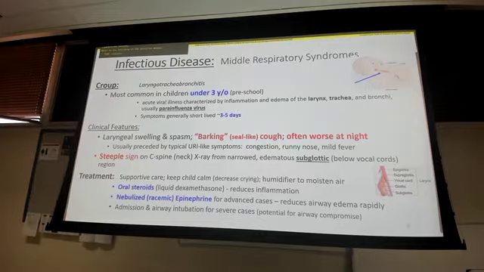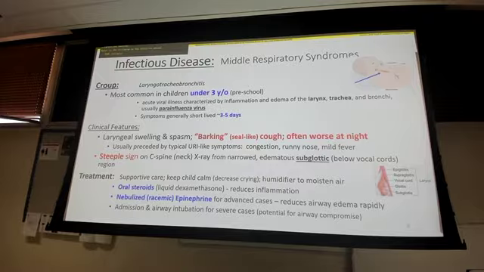Now, I have it here: you have edema of the larynx, the trachea, and the bronchi. But I have bolded the larynx and trachea because that's what's most commonly affected here. The bronchi do get some inflammation, that's why you have that name, but the larynx and the trachea are where most of this issue arises.